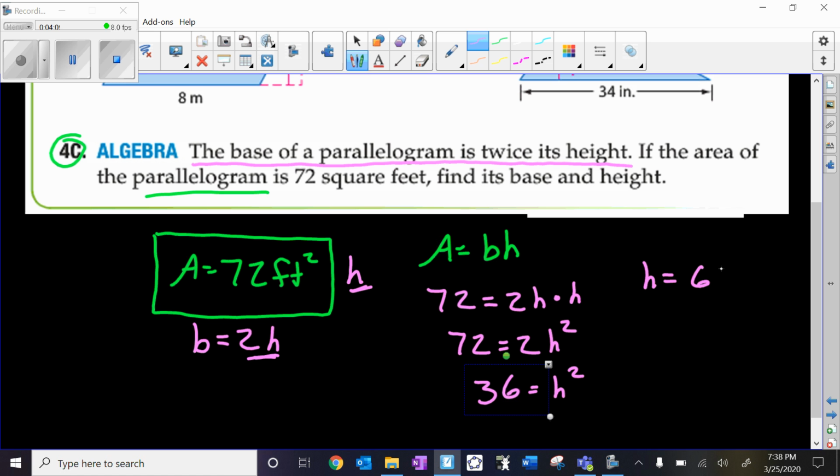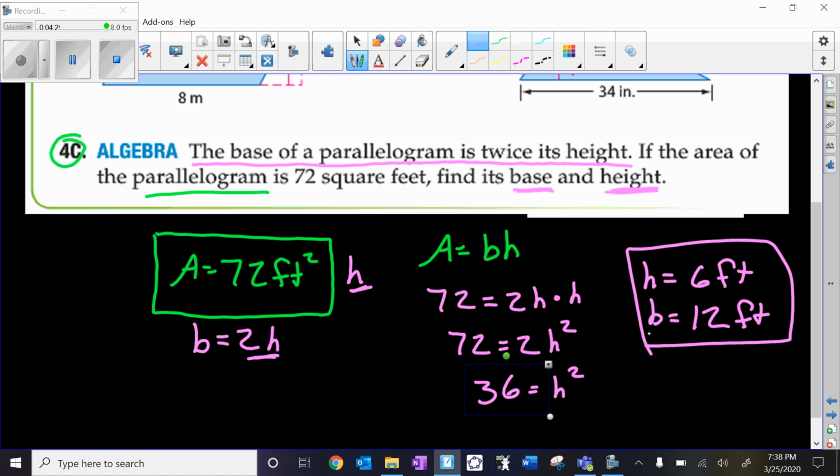6. Now that you know the height, they also want to know what the base is. That's not so bad. The base is 2 times the height, so we're going to say 6 times 2 is a value of 12. And I should put labels in here. We're talking about feet. And there's your base and your height for your parallelogram.